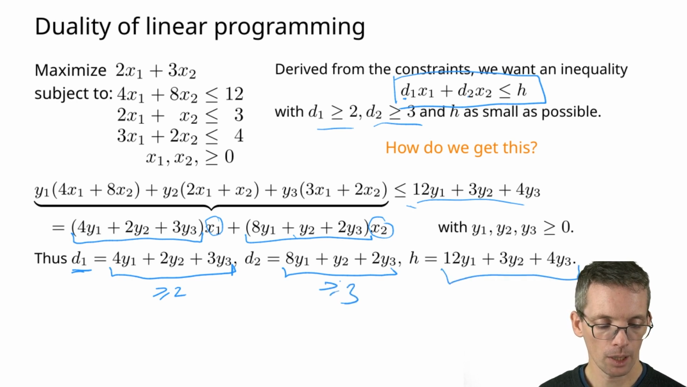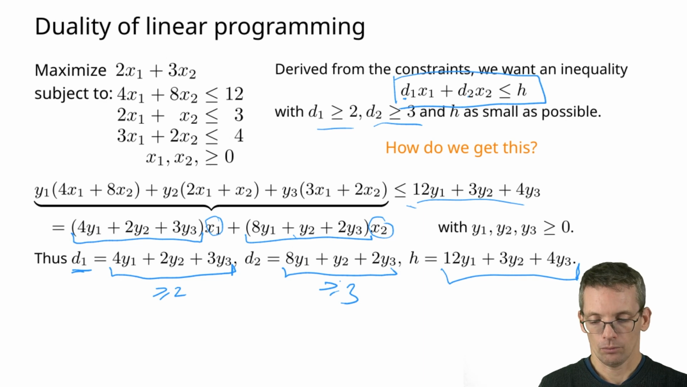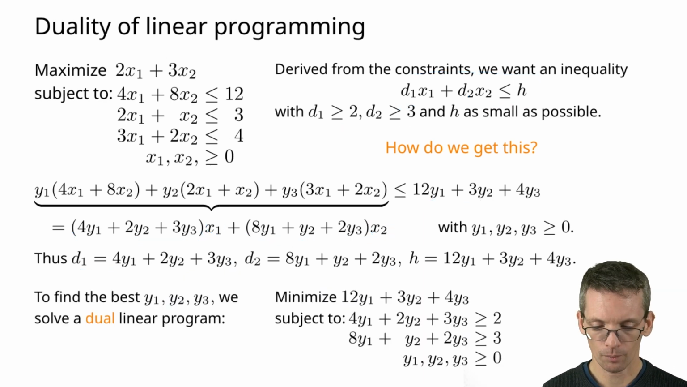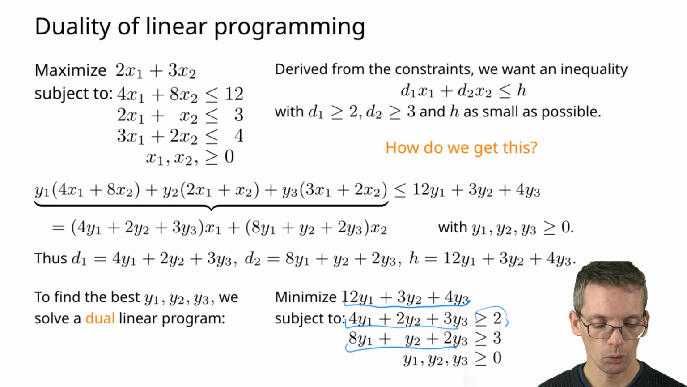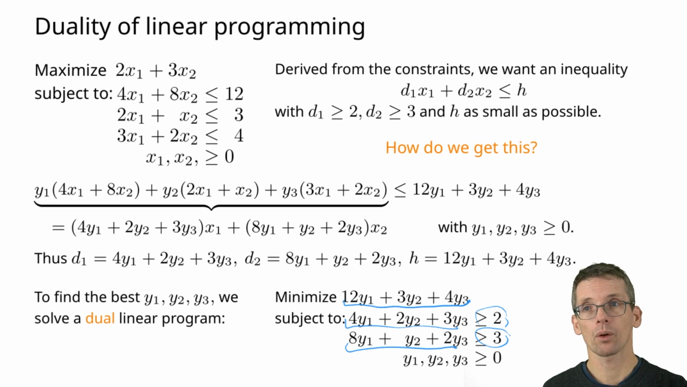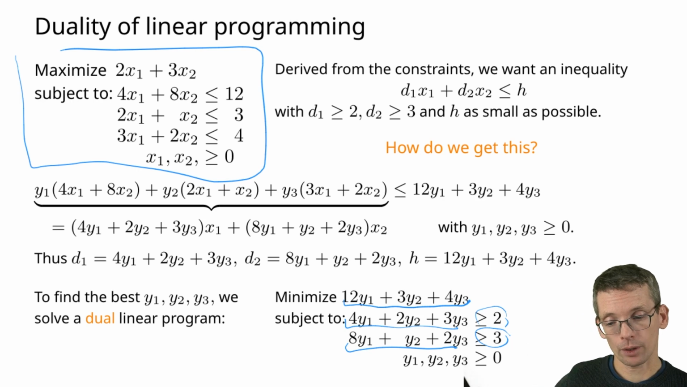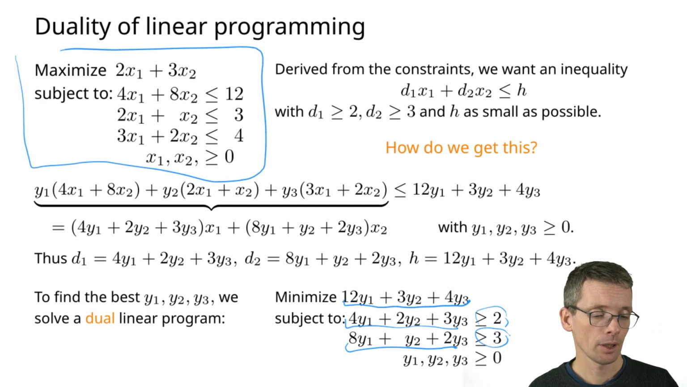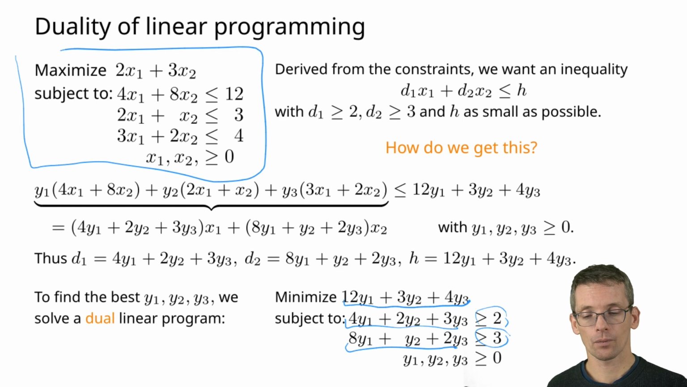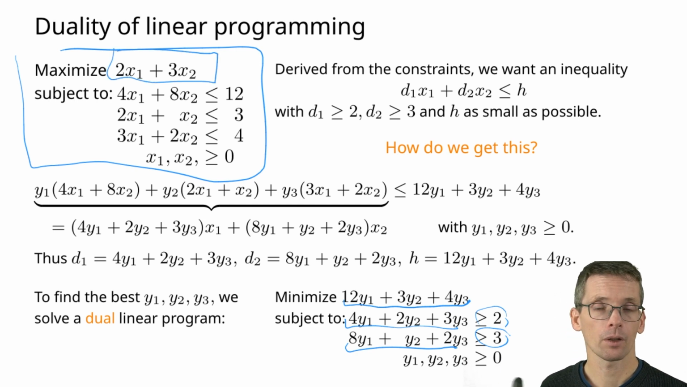And we want to minimize this term. And now we have a linear program to determine my coefficients here, the y1, y2, y3. So we want to minimize h subject to d1 being at least 2 and d2 being at least 3. And this is called the dual linear program for this one. If we now would solve the dual linear program, let's say using the simplex method, it would give us an upper bound on the objective value of our original linear program.